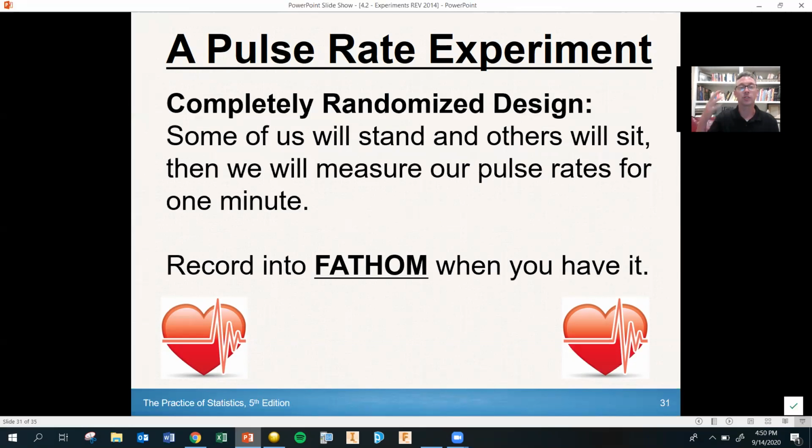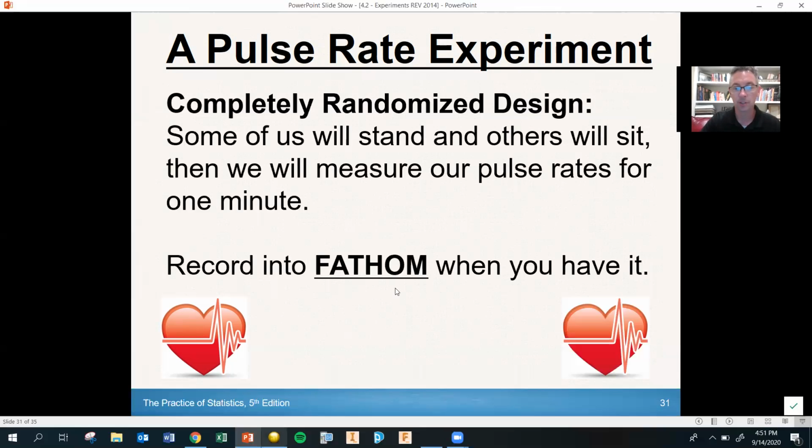We're going to do first just our initial design, a completely randomized design. What I have students do is, half of the class will stand first and take their pulse rate while they're standing, and the other half of the class will be sitting first and take their pulse rate while they're sitting. Now again, how I decide who gets to stand first and who gets to sit first is done completely randomly. So we did this in class.